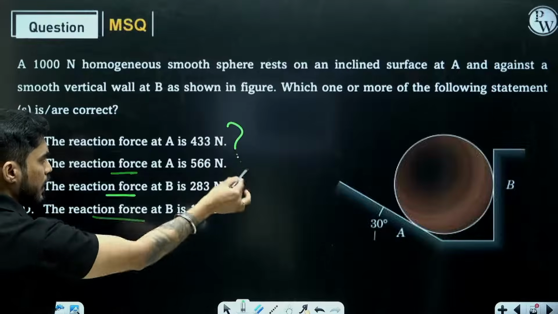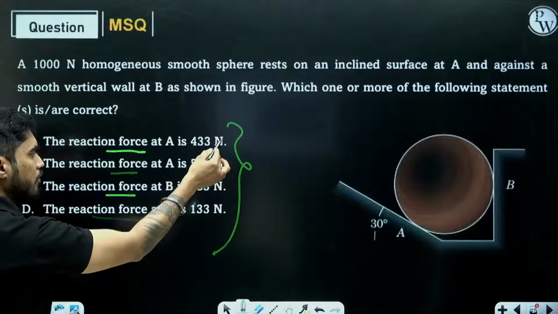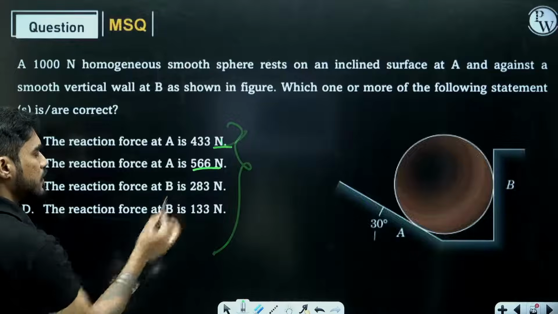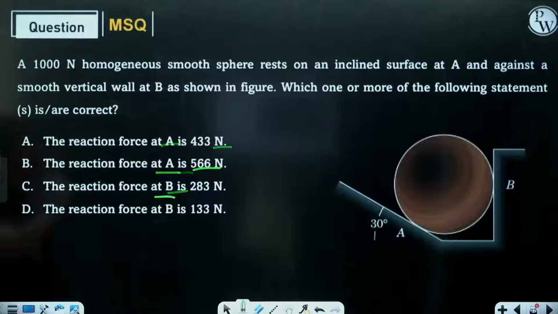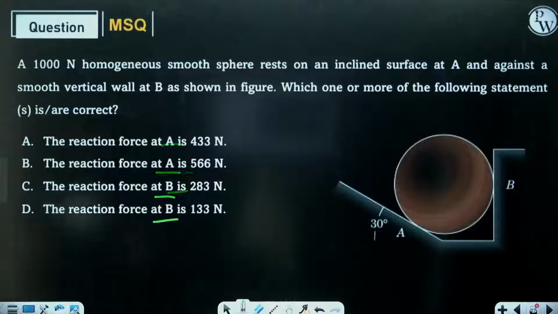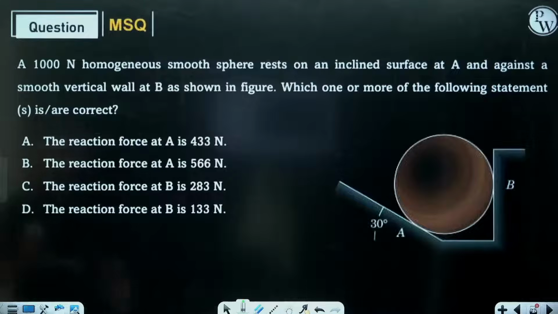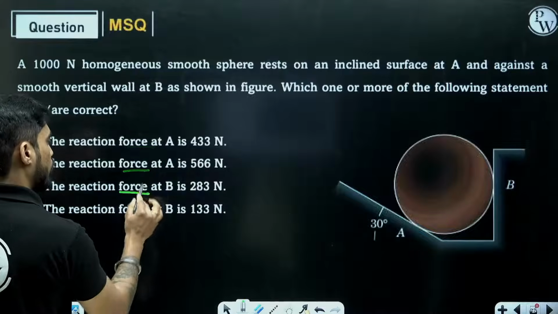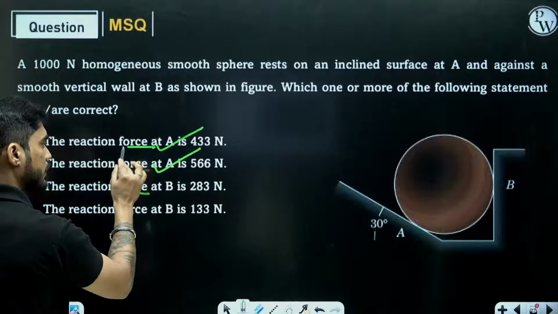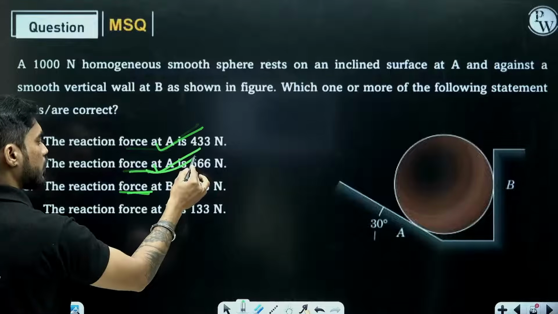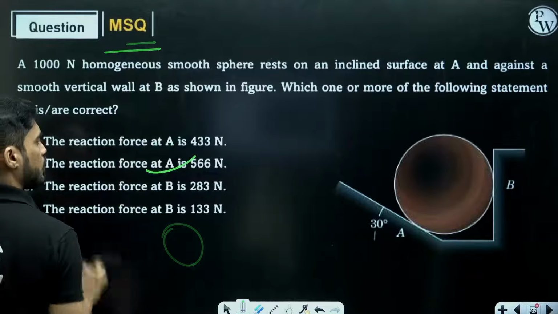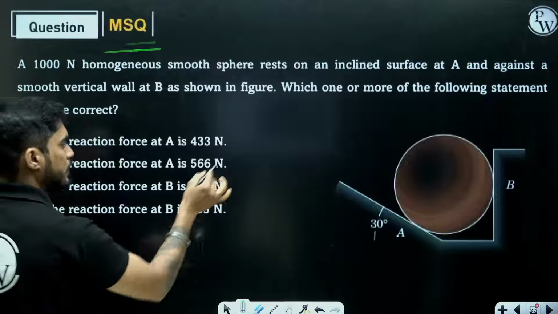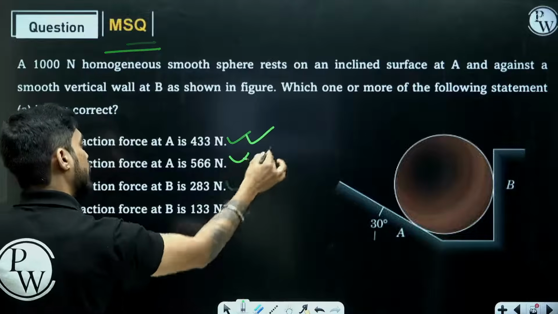4 options are there, right? So maybe there is only one correct answer, maybe there are 2 correct answers, maybe there are 3 correct answers, maybe there are 4 correct answers. But here is a catch. In these types of questions, let's say there are 3 correct answers, but you have given only 1 or 2. You will not get any marks. You will get 0 marks. There will be no negative marks in these types of questions. But if there are 3 correct answers, you have to give all 3 correct answers.